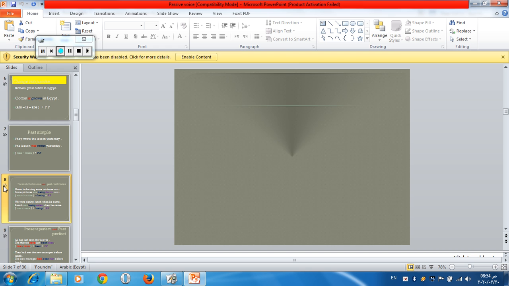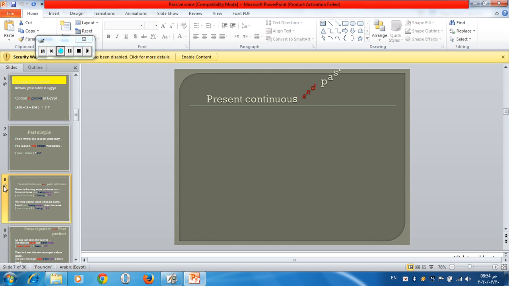What about other tenses? We have the present continuous and past continuous. Yes, present continuous and past continuous. How to change them? Like this. Omar is drawing some pictures now. Omar, you can answer the sentence, by the way.